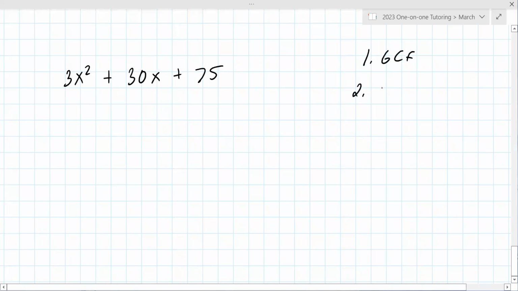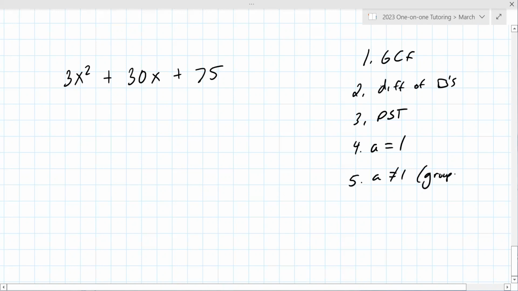This is a good time to write out all the factorings. GCF, difference of squares, perfect square trinomial, a equals 1, a not equal to 1, which is grouping. You should always start with GCF. Always, always, always. Is there a number or a variable that goes into all three of these?